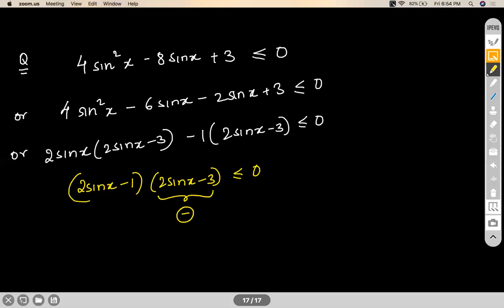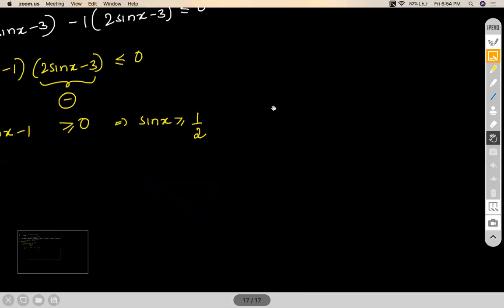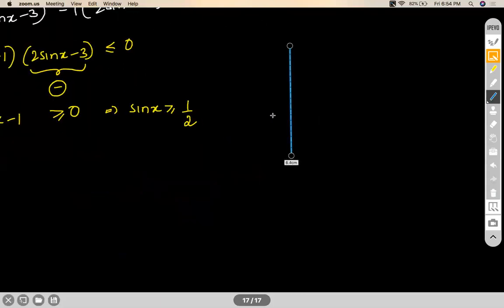Why? Because at the max sin x can become 1. So at the max 2 sin x can become a 2. So 2 minus 3 will be negative. Right. So can I say it is as good as solving this guy is positive? Correct. Which means your sin x becomes greater than equal to half. Isn't it the first question that we did today? Not today. I mean, after the break.